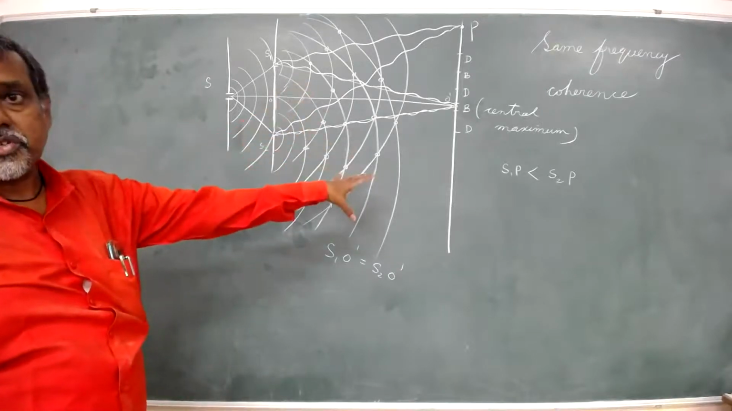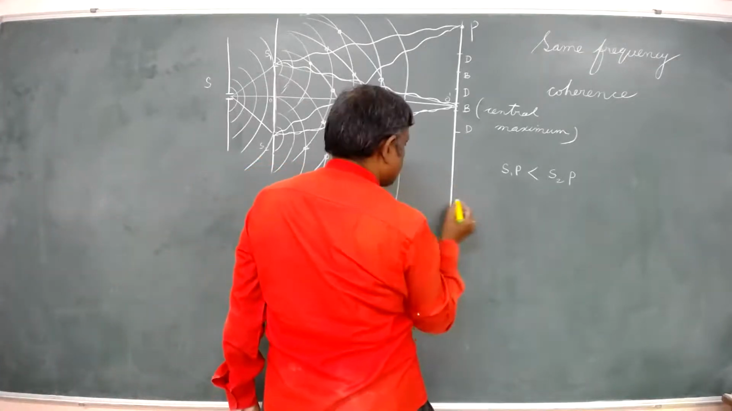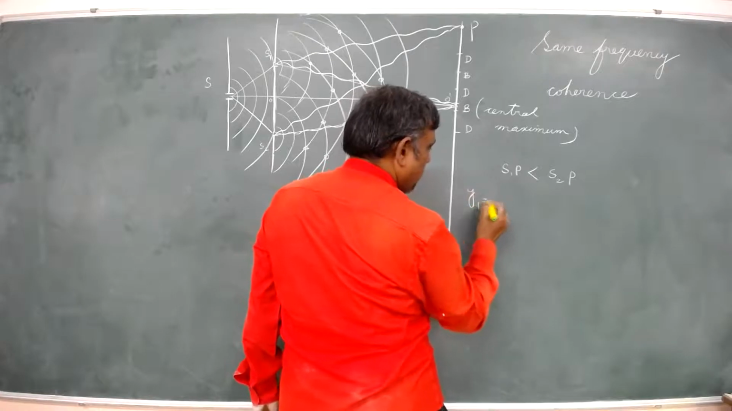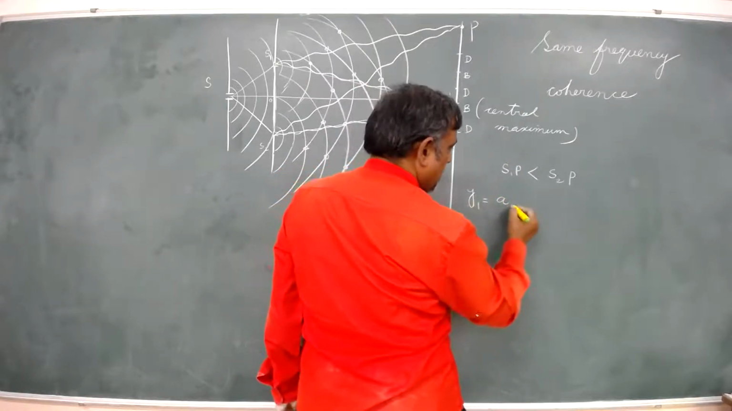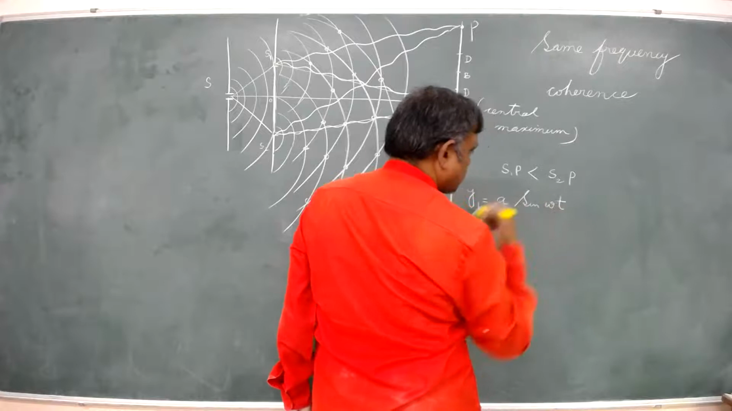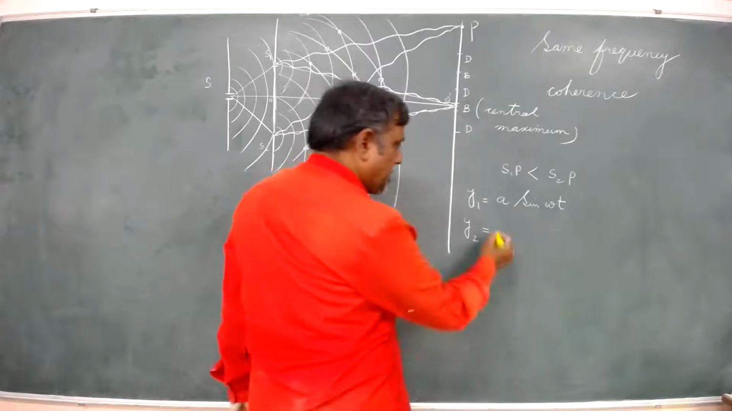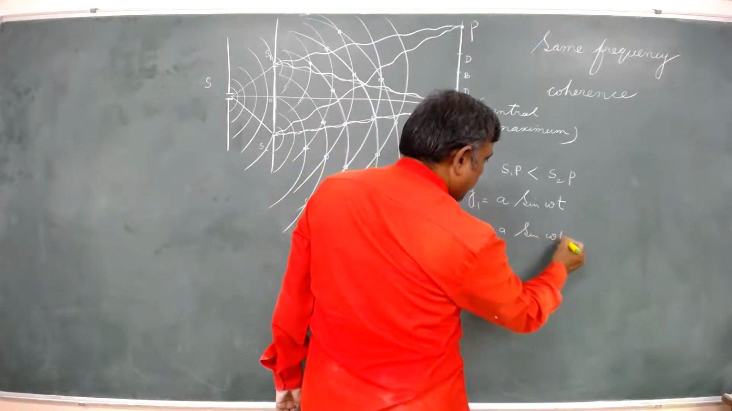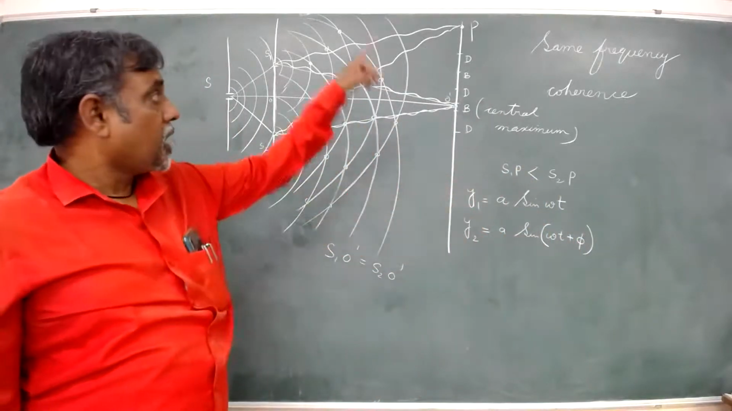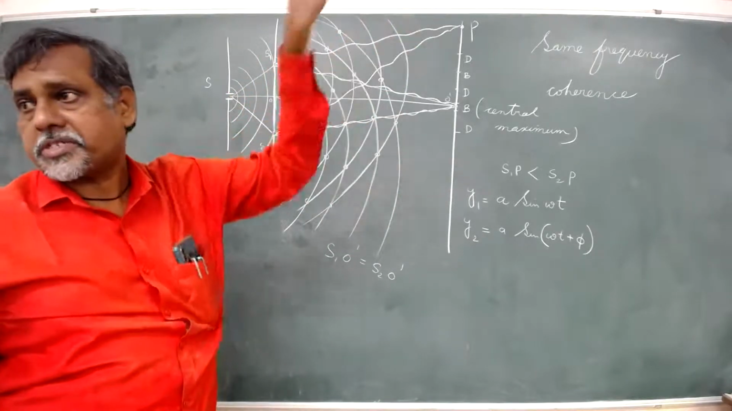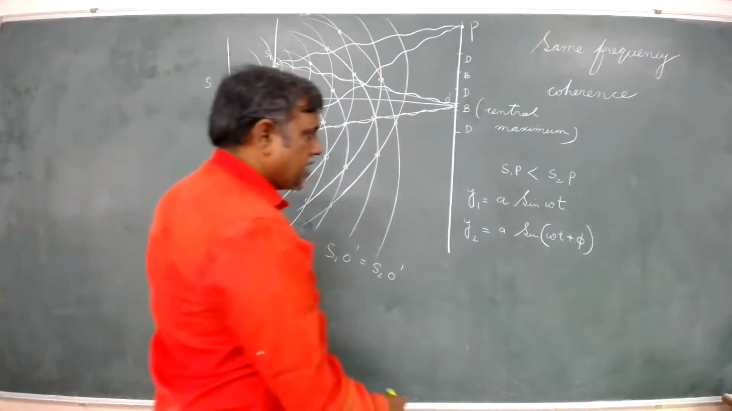Now we need to establish the conditions for the bright band and dark band. The wave coming from S1, I will represent as Y1 equals A sine omega t, with the same frequency, meaning the amplitude also remains the same. The wave coming from the second source S2 can be represented as A sine omega t plus phi. What is phi? The phase difference, because there will be some phase difference and some path difference.